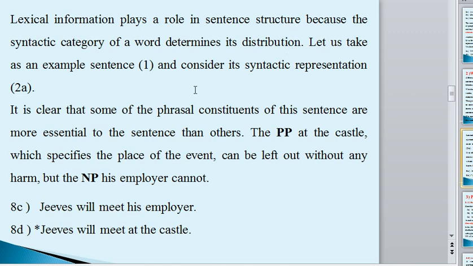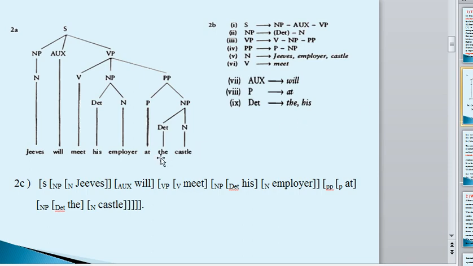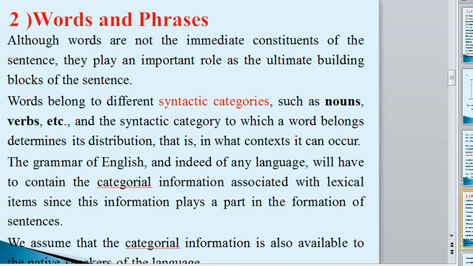Let us take example sentence number 1 and consider syntactic representation 2a. You see here, in this tree diagram, we have syntactic categories. For example, Jeeves is a noun, will is an auxiliary, meet is a verb. His employer again is a noun phrase, at is a preposition, the is a determiner, and castle is a noun.